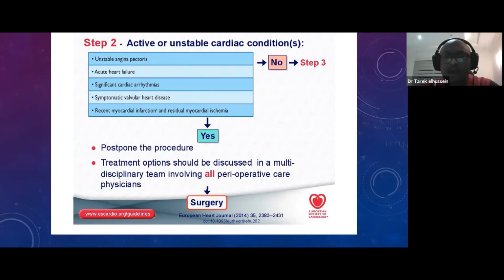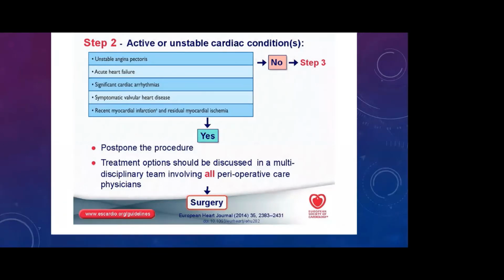So what do we call an active cardiac condition? Simply, angina. If the patient has established ischemic heart disease, I need to ask myself whether this patient is stable or unstable. So we consider any patient who is having an acute coronary syndrome, or unstable angina, or stable angina that progressed to stage 3 and 4. These are all collectively called active cardiac conditions.